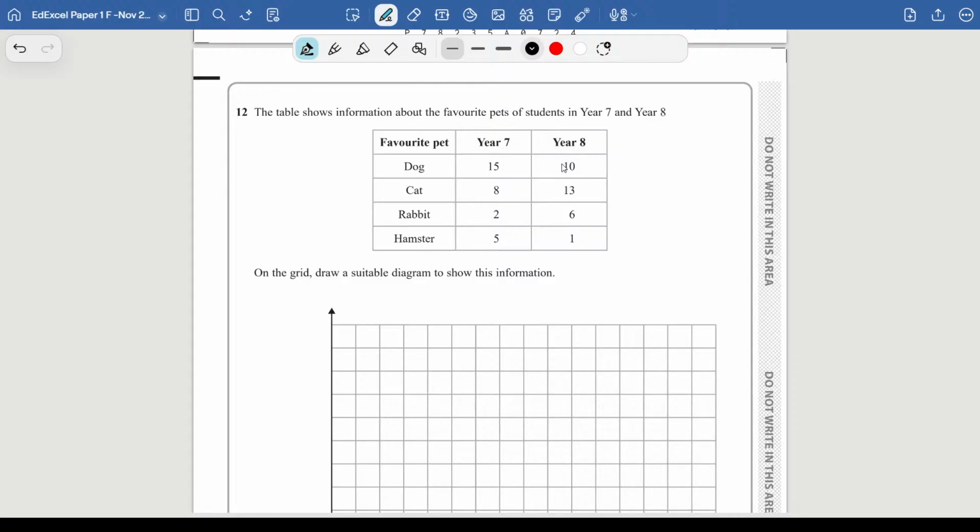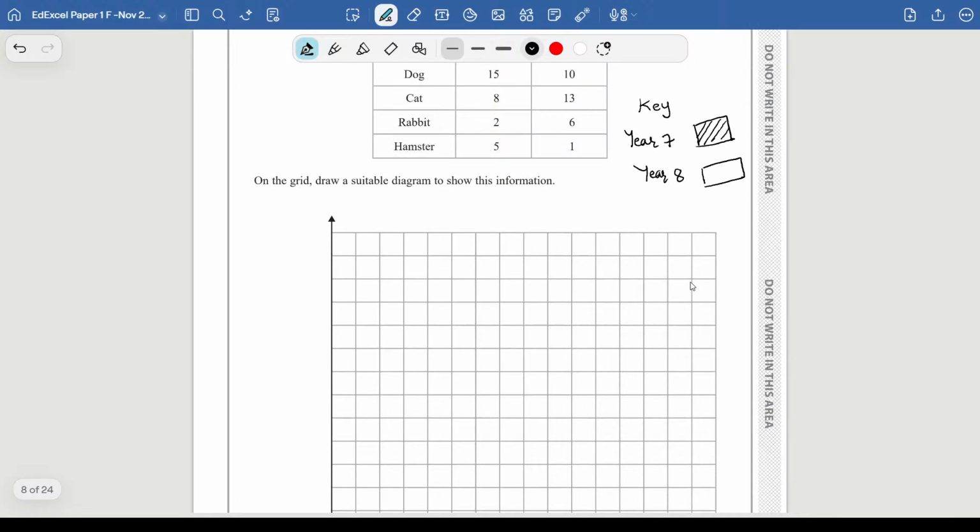And for each year you need to draw a separate bar. So to differentiate the bars, I'm using the key here. I'm going with different colors, or we can also do one of them, like year 7, you can shade, and year 8 you can keep it the way it is, like the plain one. So the bars can be kept plain, or you can use different colors. I don't think it's allowed for you to use colors in the exam, so we will go with the shading and keeping one of the bars plain.